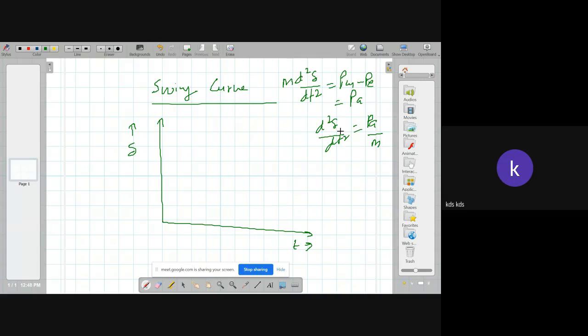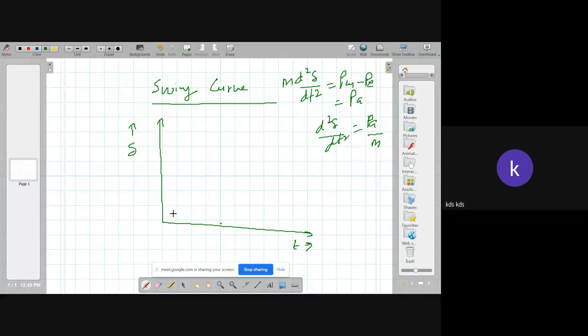There are certain numerical methods used for the solution of the equation. These numerical methods are number one, point by point method. Then we have Euler's method. Then we have the Runge-Kutta method. So these methods are used for the solution of swing curve.